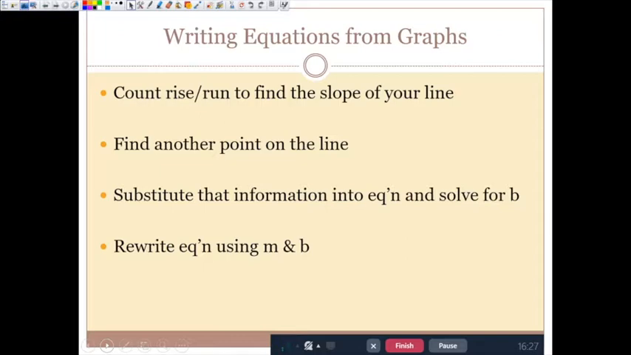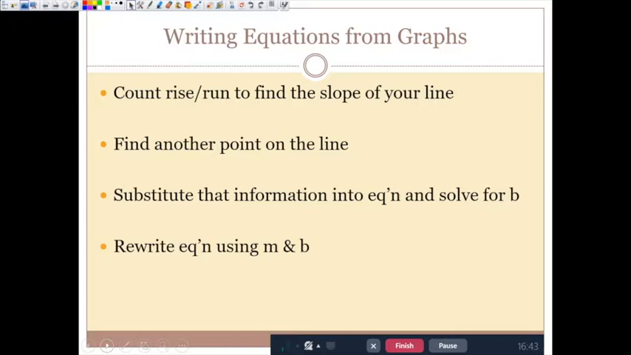So we count the rise and the run to find the slope of your line. You need to find another point on the line. If they give you the b already, if they give you the y-intercept, then you can just stop there. You can just use your y-intercept, your rise and run, and write your equation.